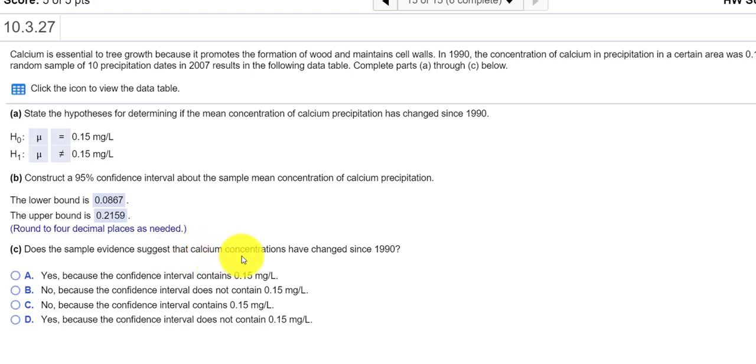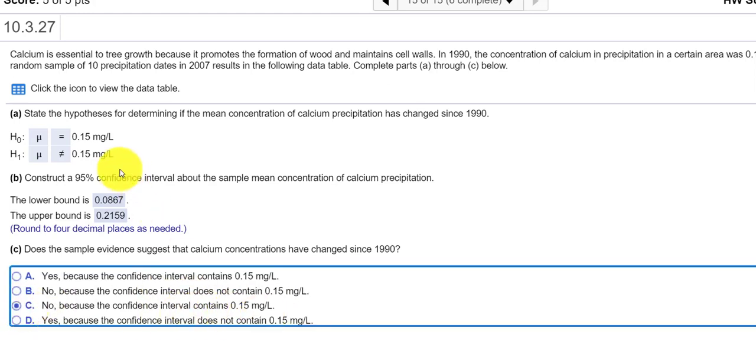So does the evidence suggest that the calcium concentrations have changed? The answer is going to be no, right? Because the interval contains the 0.15. 0.15 is somewhere in between this interval. If 0.15 was not in between the interval, then we could reject H0, but we can't reject H0. So that means we accept H0, which means there's been no change.